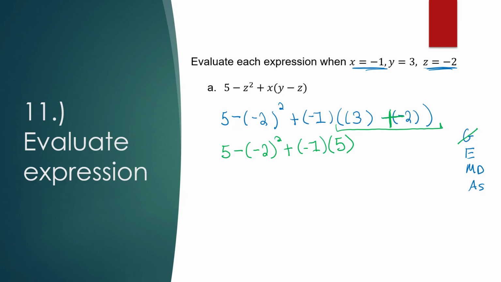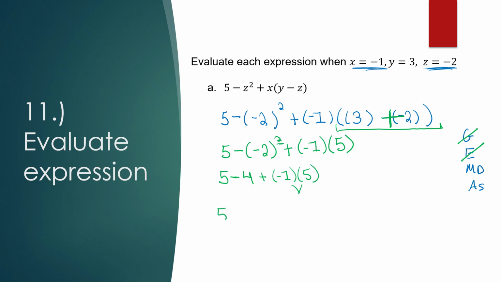I do have an exponent right here, so that is the very next thing that I do. The base on that exponent is negative 2. So this becomes 5 minus. That minus has nothing to do with the square because the square is not sitting next to it. So I have negative 2 times negative 2, which gives me positive 4. And then plus negative 1 times 5. I am done with my exponents. Now I'm at multiplication and division, which I do have right here.